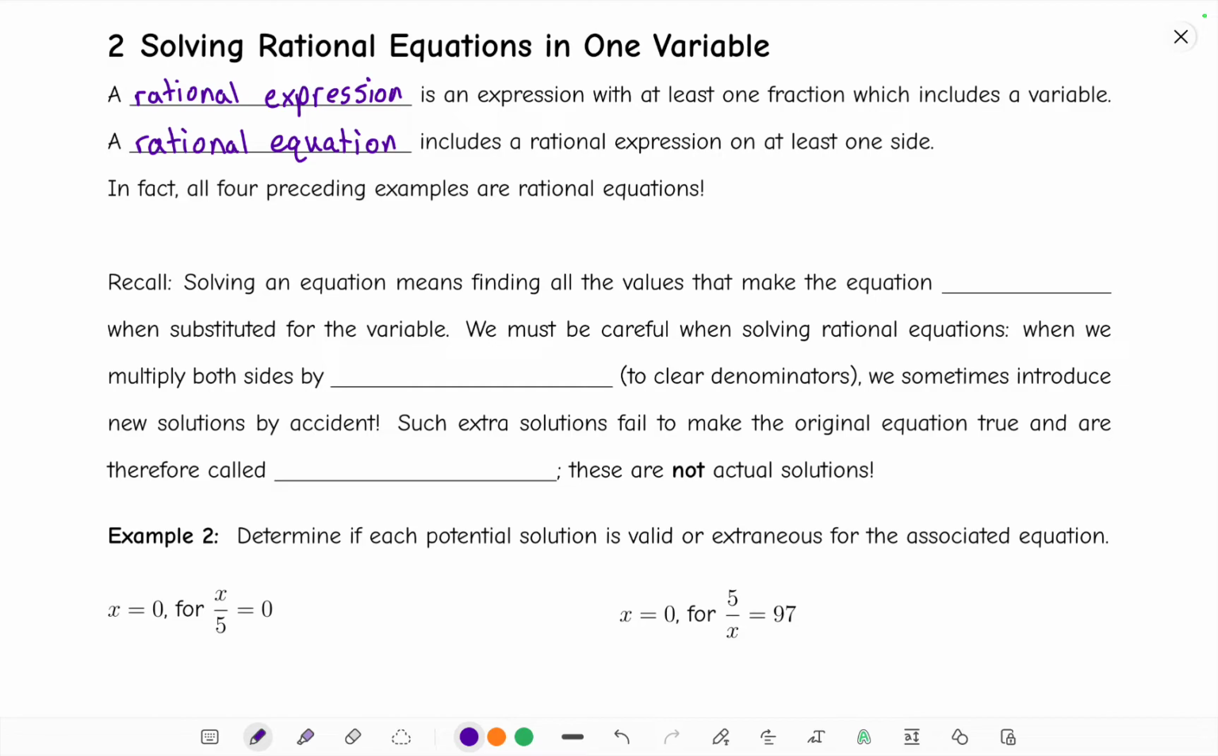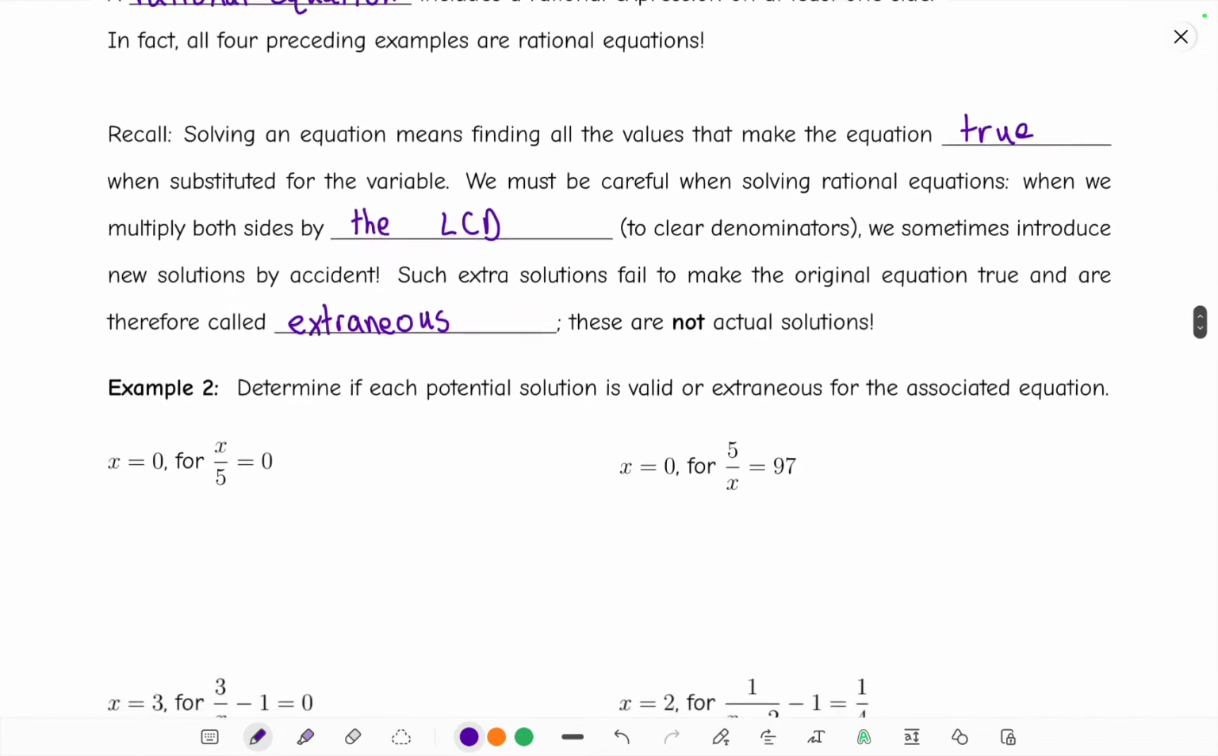Recall, solving an equation means finding all the values that make the equation true when substituted for the variable. We must be careful when solving rational equations. When we multiply both sides by the LCD to clear denominators, we sometimes introduce new solutions by accident. Such extra solutions fail to make the original equation true and are therefore called extraneous. These are not actual solutions.